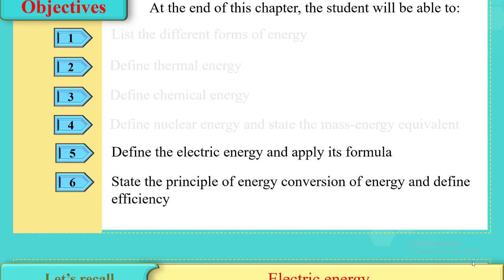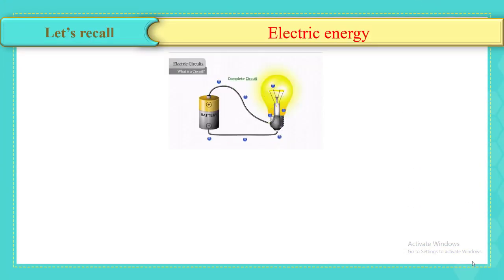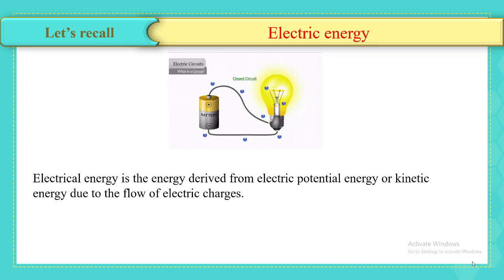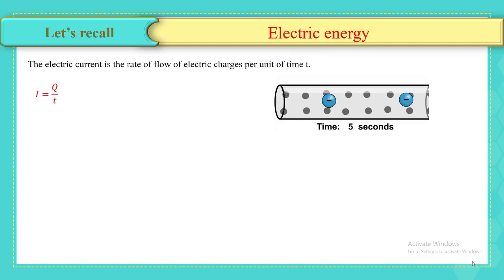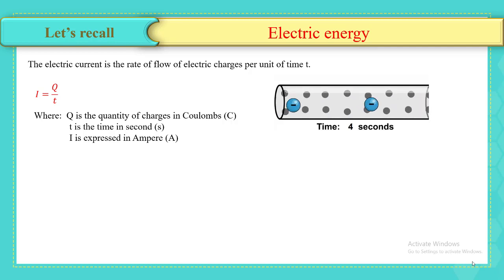Let's recall the definition of electric energy. Electric energy is an energy derived from electric potential energy and kinetic energy of the moving electric charges. This energy is supplied due to the combination of two physical concepts, electric current and electric potential difference or voltage. The intensity of the current is defined as the flow of electric charge per unit of time. It is given by the formula I equal Q over T, where Q is the quantity of charge in coulombs, T is the time in seconds, and I is the current, and it is expressed in ampere.